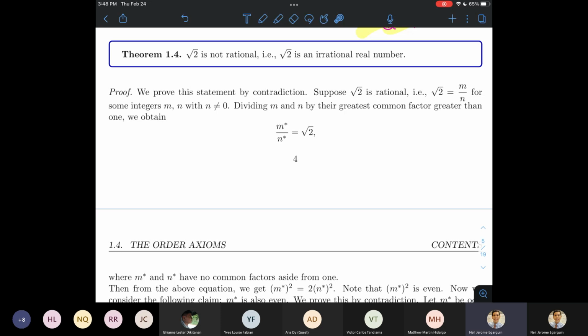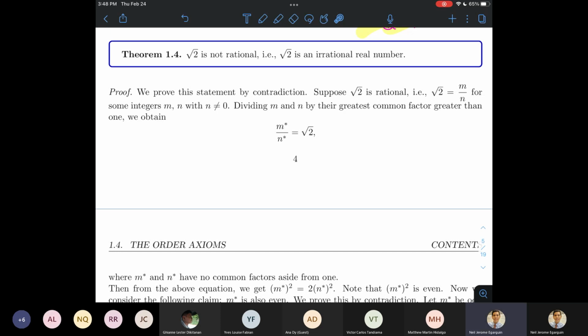And the story behind this is, legend says, so legend lang daw to, it is the Pythagorean mathematician and philosopher Hippasus who discovered that square root of 2 is irrational. Because prior to him, the Pythagoreans believed that every real number is rational. So yung square root of 2, hindi nga lang nila alam kung paano isulat as a ratio, pero inassume nila rational yan dapat. And this guy, Hippasus, provided a proof that square root of 2 is irrational.